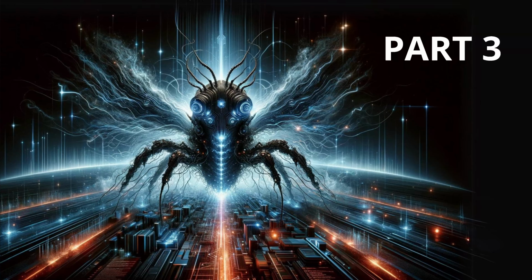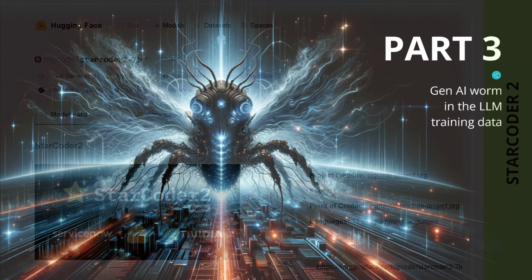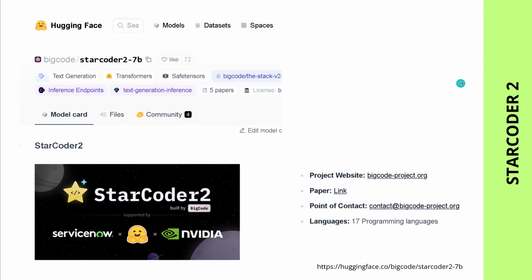Let's come to part 3. Okay. Now imagine if a generative AI worm entered the training dataset of an LLM. Up until now, we were just talking about here a prompt injection. But what if it goes deeper? What if it's in the training data? I think there's a beautiful alternative.